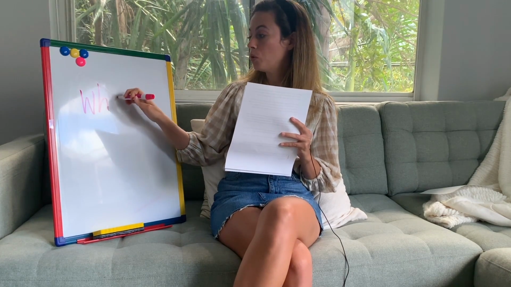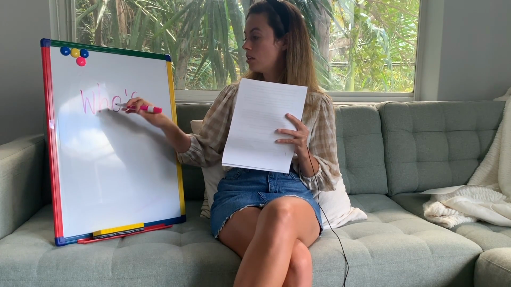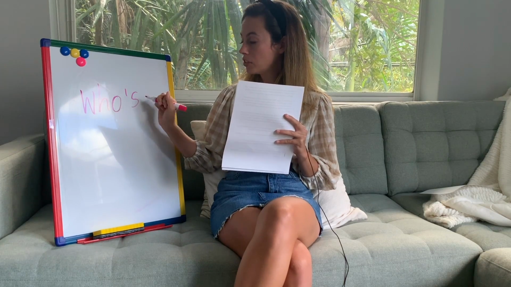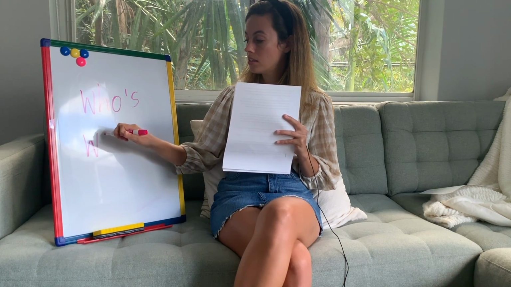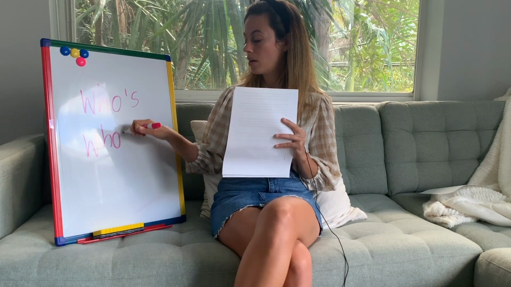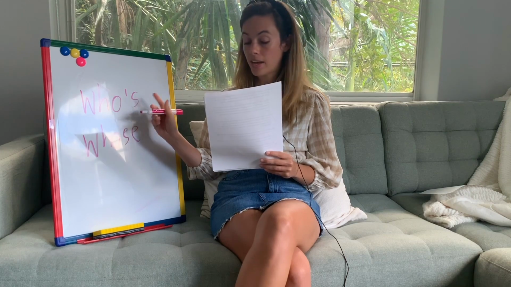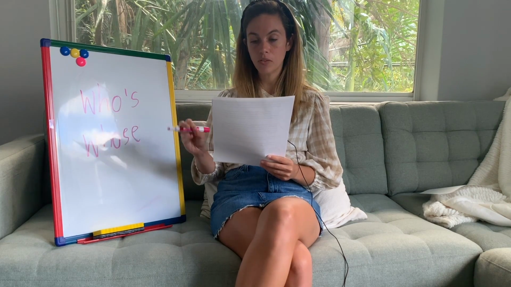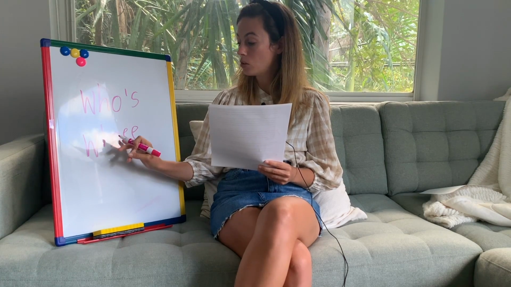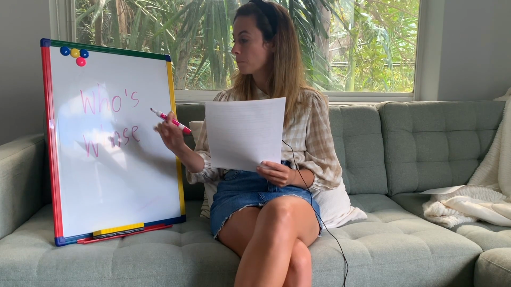We're going to look at who's, W-H-O apostrophe S, and W-H-O-S-E, whose. So W-H-O apostrophe S is a contraction of who is, and W-H-O-S-E is the possessive form of who. So whose shoes are these? Who's coming to movie night?